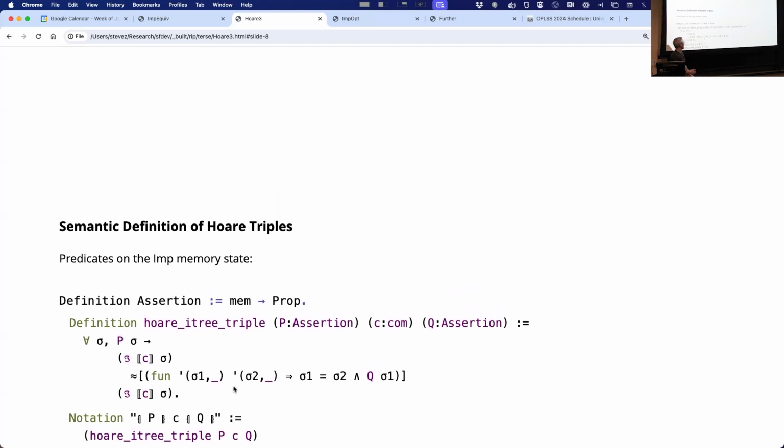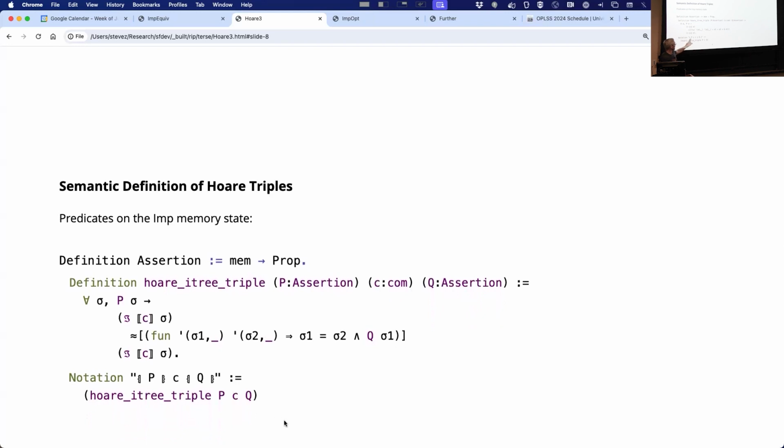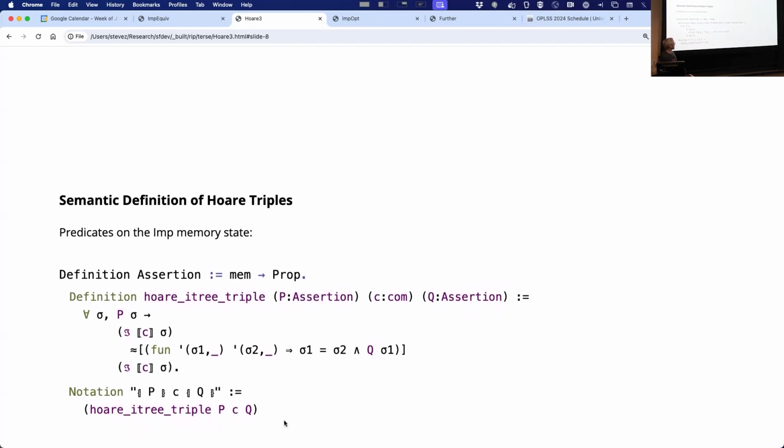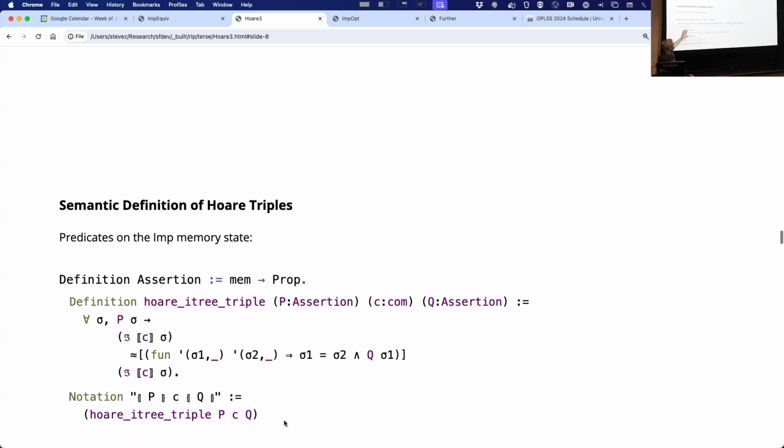So we might have a predicate that says the precondition is x is greater than 0, and the postcondition is that y is equal to x plus 3 or something like that. And so imp-style Hoare logic assertions are just predicates on the memory. And now we can define the meaning of a Hoare triple using this unary predicate.